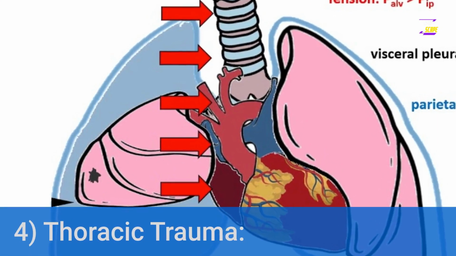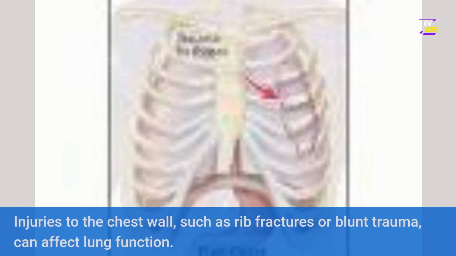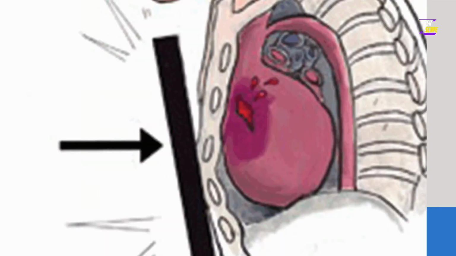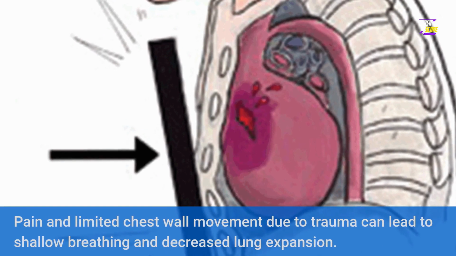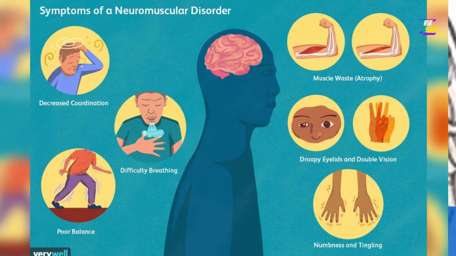4. Thoracic trauma. Injuries to the chest wall, such as rib fractures or blunt trauma, can affect lung function. Pain and limited chest wall movement due to trauma can lead to shallow breathing and decreased lung expansion.